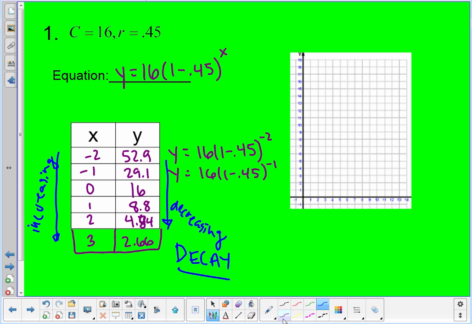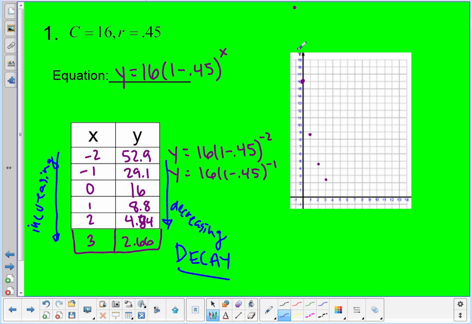So when I put these things on the graph, -2, 52.9, that is way off my coordinate plane. I don't have that point on there, so I'm not going to be able to graph that point. -1, 29 is even really high up, somewhere up here. That 0, 16 is really the first one that's kind of visible for us. 0, 16 is back on my coordinate plane. 1, 8.8, now you can clearly see how it's going down as we increase our x's. 2, 4.84 is down here. 3, 2.66 is 2 and 2/3, right about there.